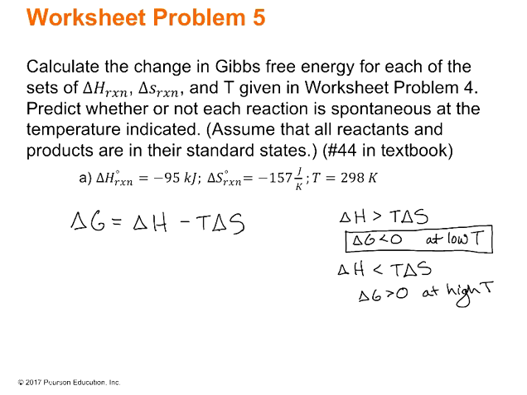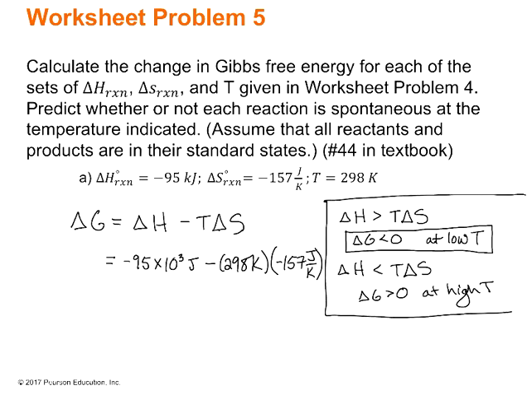Okay, so we have negative 95 kilojoules for our change in enthalpy. I'm going to change that into joules just to make it a little bit easier to calculate. So that would be negative 95 times 10 to the third joules. And then we're subtracting 298 Kelvin times negative 157 joules per Kelvin. And here, I'll put a little box around our prediction there.